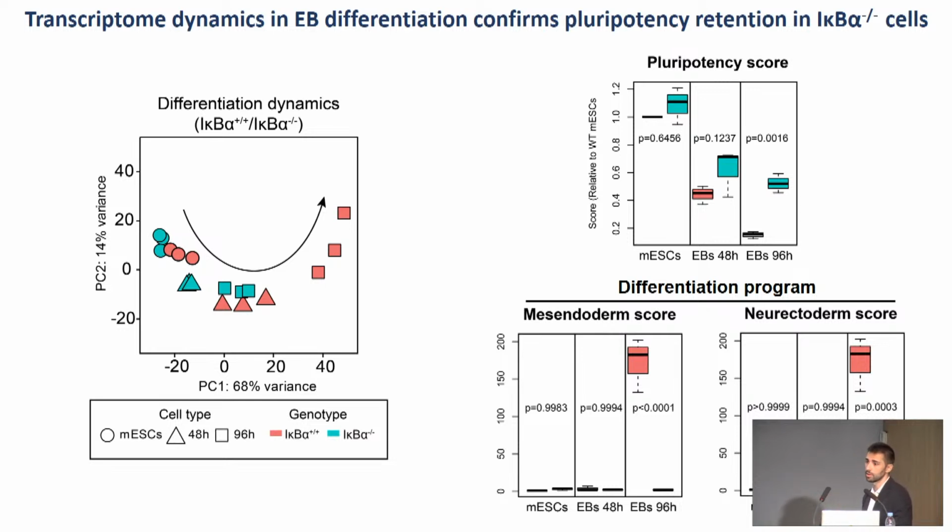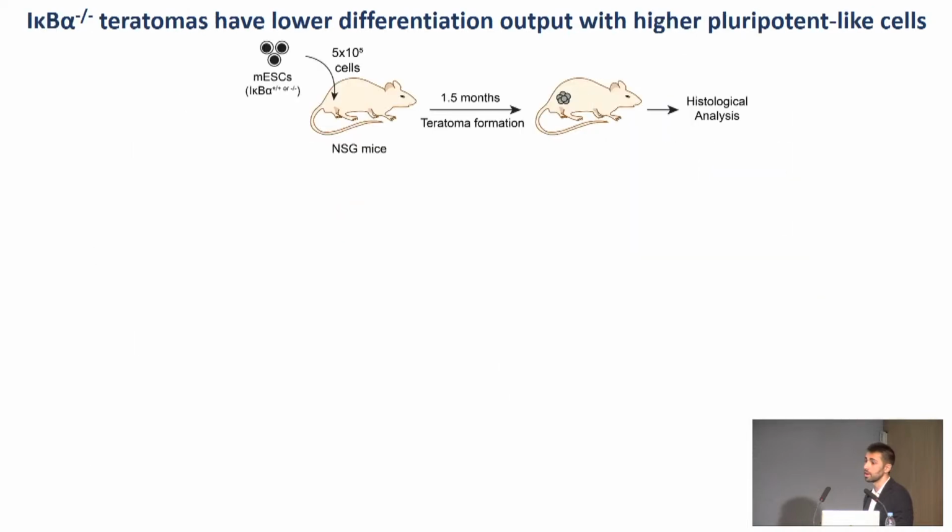But this was a more in vitro system, so we were also curious to know whether this was also happening in a more in vivo and unbiased situation. So we established a collaboration with Dr. Alberto Villanueva's group in IDIBELL, and we did some teratoma assays. We took mouse cells, wild type and knockout for IKB alpha, and we injected them into immunocompromised mice. And we then monitored the growth of these teratomas for 6 weeks.